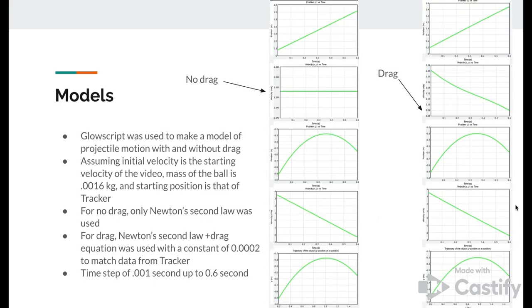So the model used was GlowScript, and it was used to make a model of projectile motion with and without drag. On the left is the no drag, and the right is the drag. You have to assume that the initial velocity is the starting velocity of the tracker video. The mass is 0.0016 kilograms, and the starting position is that of tracker. For no drag, only Newton's second law was used, so no drag equation. And for drag, use that Newton's law equation and drag as well. And the constant was 0.0002, and the time step was 0.001 seconds up to 0.6 seconds. And so the graphs are pretty similar, aside from a couple differences, like these two are a little different and these two are a little different.